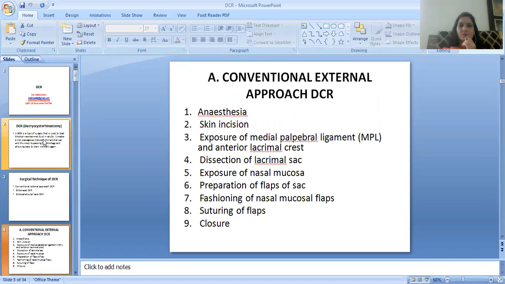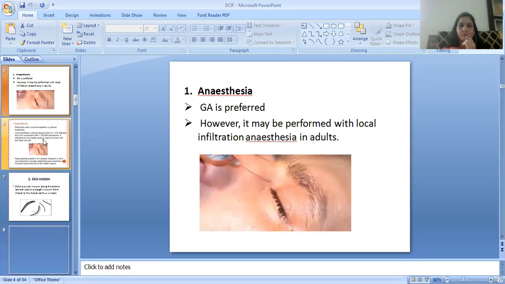First surgery is the conventional external approach DCR. The procedure steps are: first, anesthesia; second, skin incision; third, exposure of medial palpebral ligament and anterior lacrimal crest. Fourth is the dissection of lacrimal sac. Fifth is the exposure of nasal mucosa. Sixth is the preparation of flaps of sac. Seventh is the fashioning of nasal mucosal flaps. Eighth is the suturing of flaps. Ninth is the closure. So first step is anesthesia.